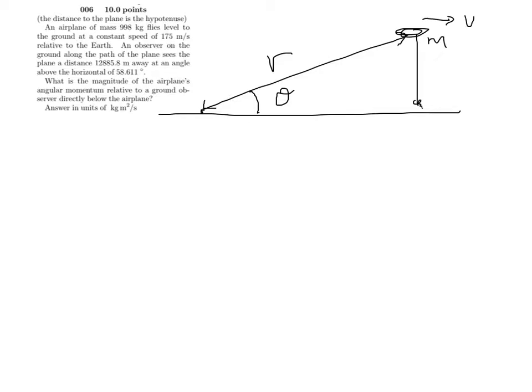So as we learned in the previous problem, and as we'll see in this problem, this r times the sine of theta is going to give me this distance here, and that is what's really necessary to calculate the angular momentum of the plane around that point. So angular momentum of a particle is simply going to be mvr, where r is going to be the perpendicular distance here, as opposed to this r.